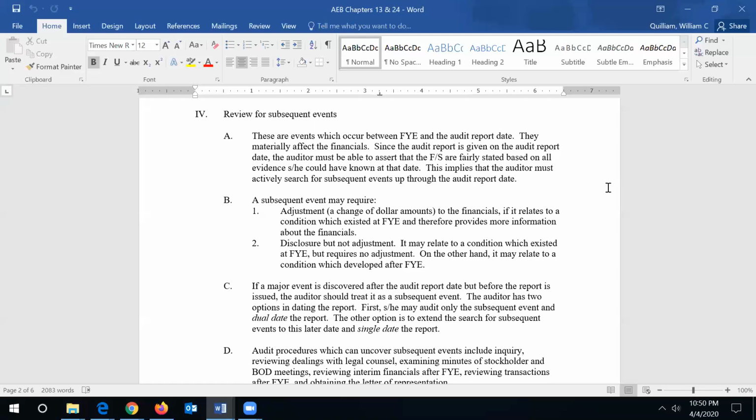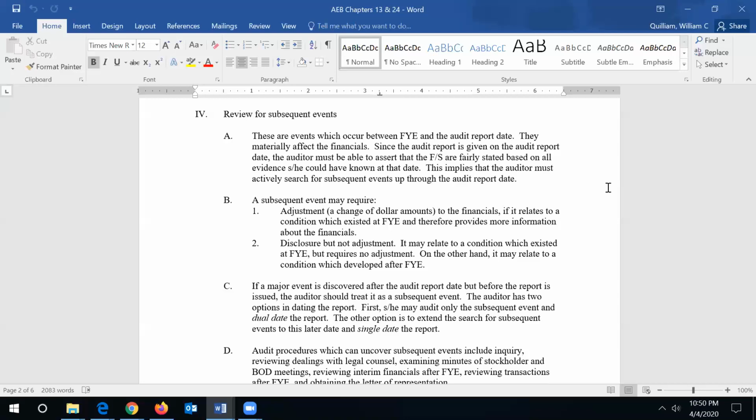Well, since the audit report is given on the audit report date, the auditor must be able to assert that the financials are fairly stated based on all evidence he or she could have known at that date. And this implies that the auditor must actively search for subsequent events up through the audit report date. So a subsequent event may require one of two things. It may require adjustment. In other words, a change of dollar amounts to the financials. That would be if it relates to a condition which existed at fiscal year end and therefore provides more information about the financials. So having to go back and write off that receivable as of 12/31 is an adjustment.